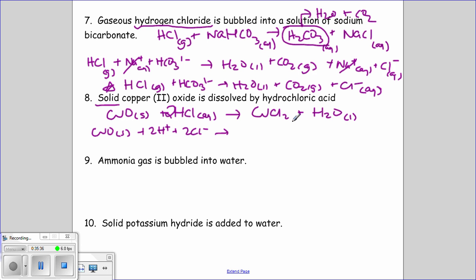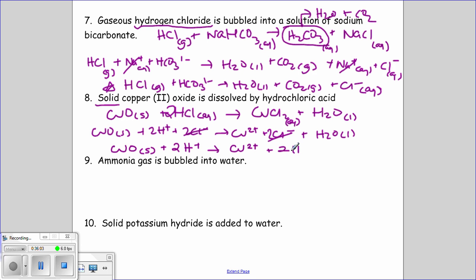Yield, is this soluble? Yes. All halides are soluble, including the copper, which is a metal, but it's not one of those heavy metals. So copper 2 plus chloride, but there's 2 of them, plus H2O, which is a liquid. Don't mess with it. Alright, the only thing present on both sides are the chlorines. That's it. Copper 2 oxide solid plus 2 H pluses yields copper 2 plus 2 H2O liquid. That's a really good one too because we've got the solid component there. Don't forget about that.